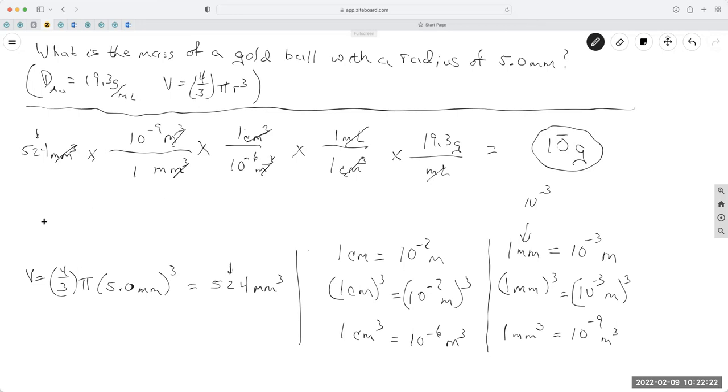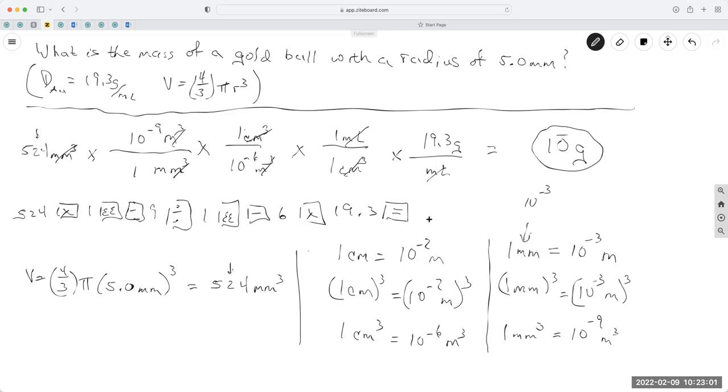On my calculator, and for calculator stuff, okay, I went 524 times 1E minus 9 divided by, because this is in the bottom, 1E minus 6. The minus is a key, that's a key. Minus 6 times 19.3 equals. Those are the keystrokes I used on my calculator. Okay, I got it. Thank you.